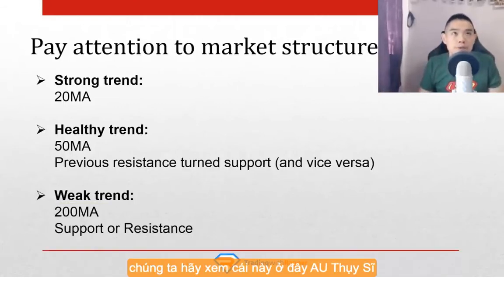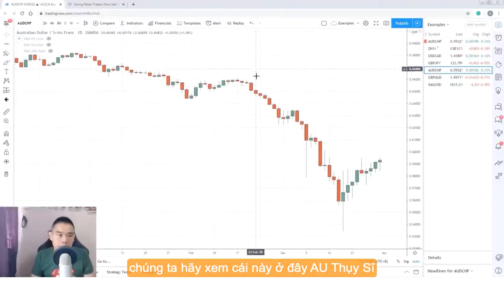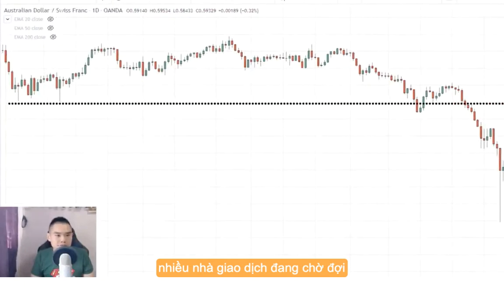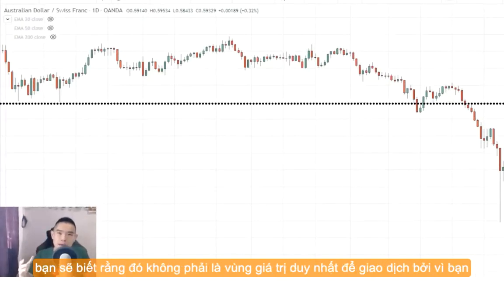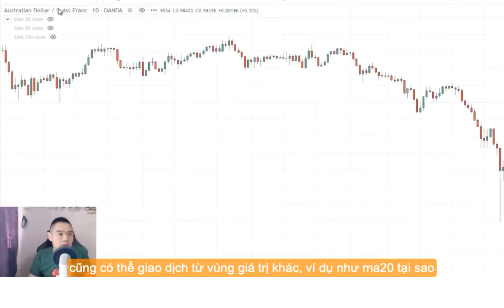So first one, let's have a look at this one over here. Aussie Swiss franc. Remember earlier, many traders, if you just zoom out, are waiting at this previous support that could become resistance. But now, if you understand market structure, you would know that that is not the only area of value to trade from, because you can also trade from other types of area of value. For example, the 20 MA.